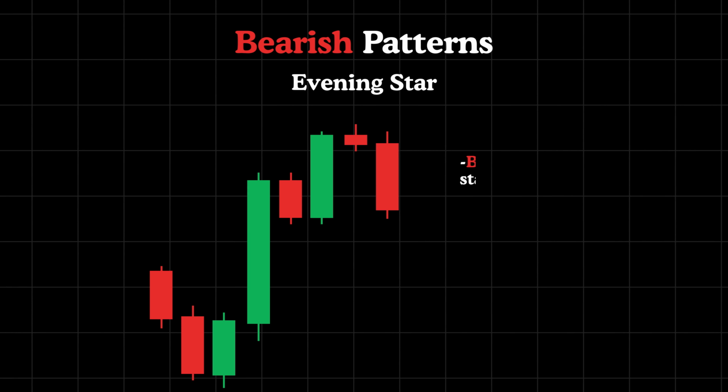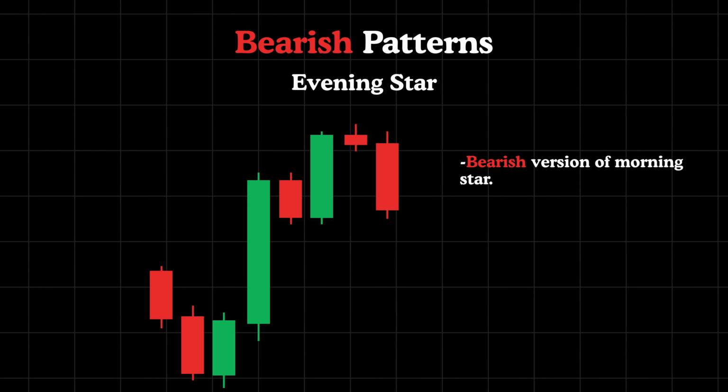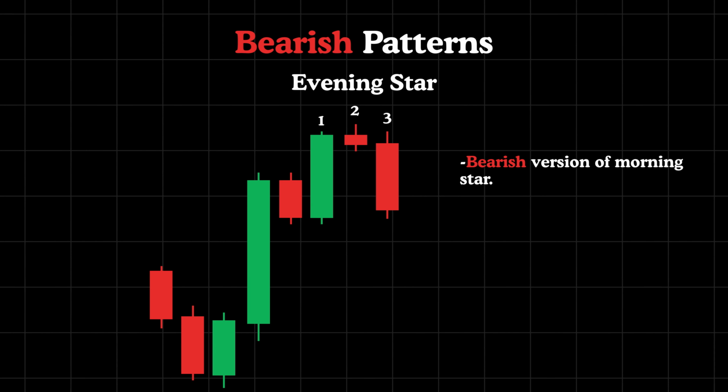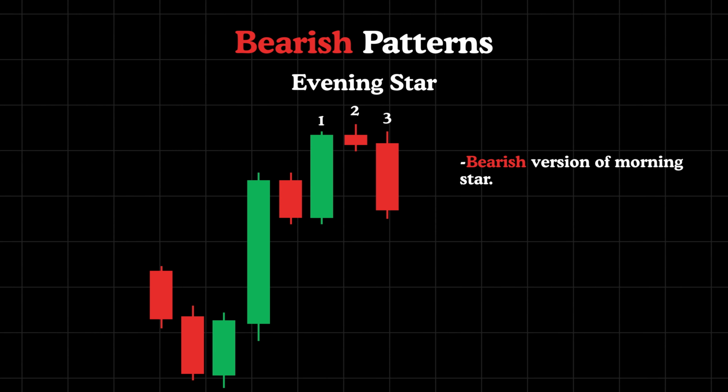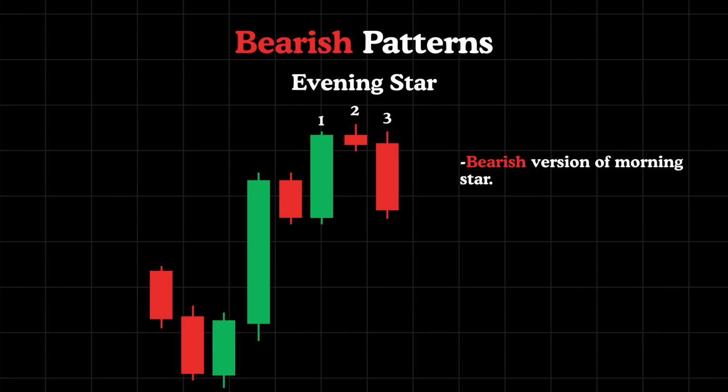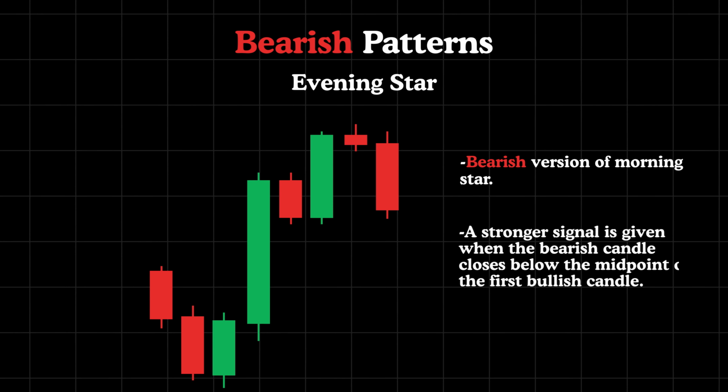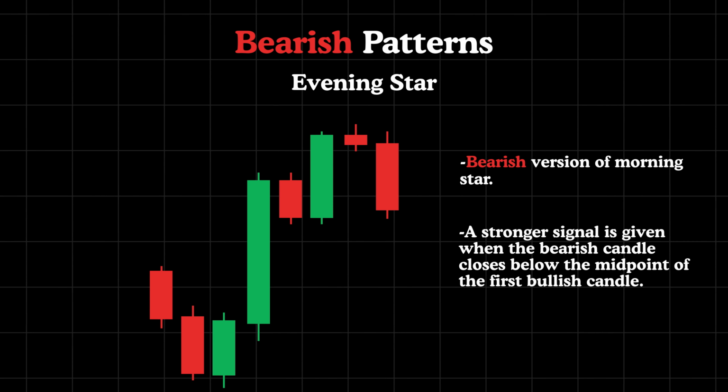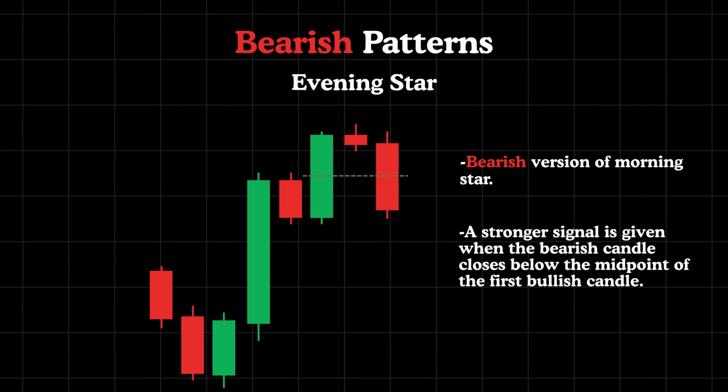The next pattern is the bearish version of the morning star. It consists of 3 candles. The first one is bullish, followed by a small-bodied candle, and then a bearish candle. A stronger signal is given when the bearish candle closes below the midpoint of the first bullish candle.